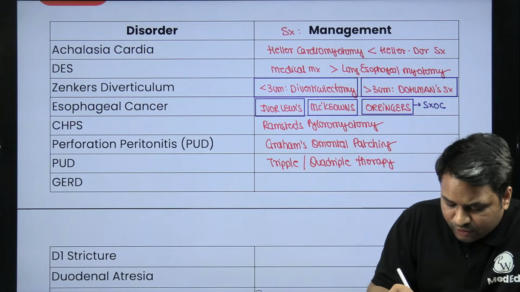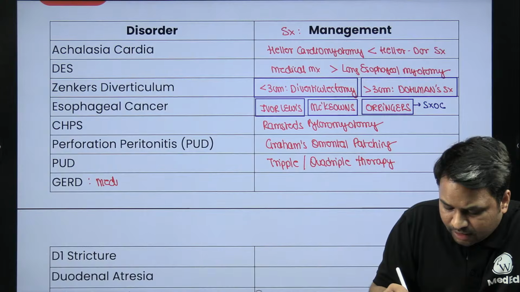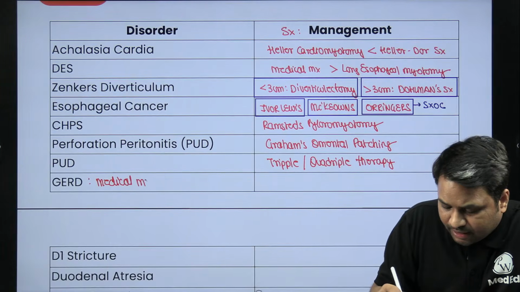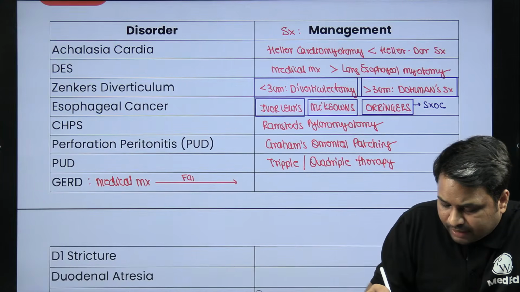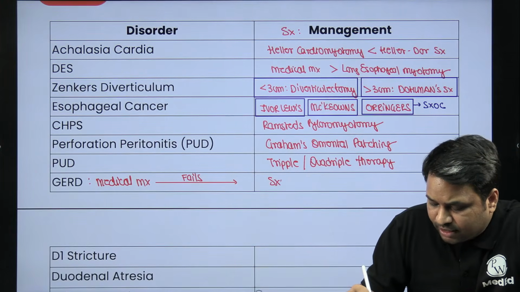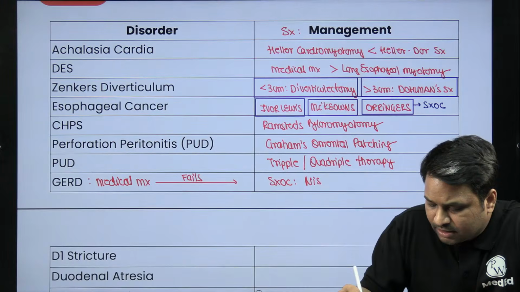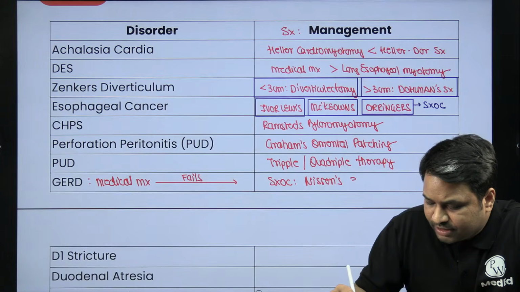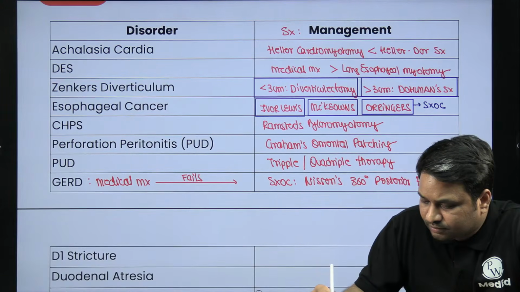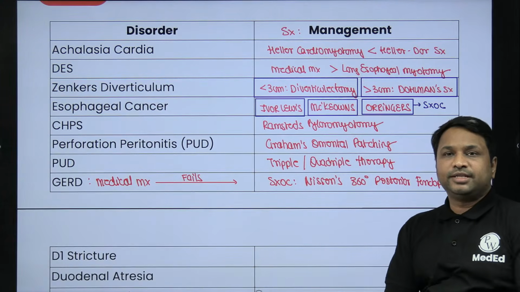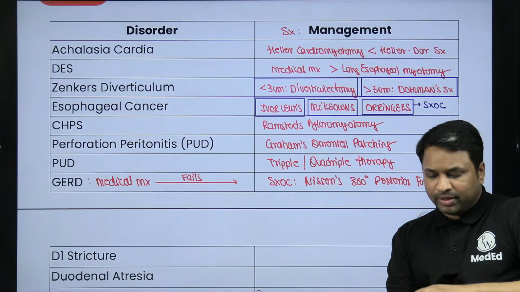See, for GERD, the first line management is always going to be medical. If the medical management fails, then the surgery of choice is going to be Nissen's 360 degrees posterior fundoplication.